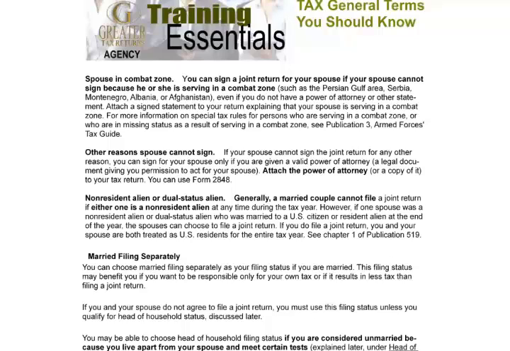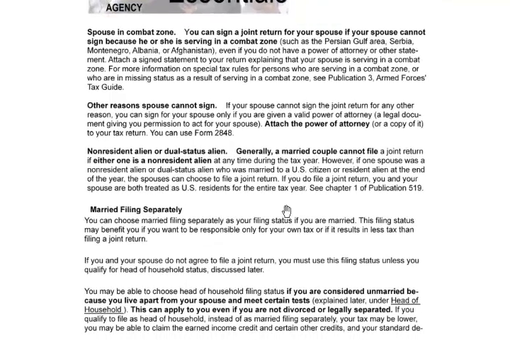Married filing separately. You can choose married filing separately as your filing status if you are married. This filing status may benefit you if you want to be responsible only for your own taxes, or if it results in less taxes than if you file together. So that's something individuals who are married can do if they are filing separately.